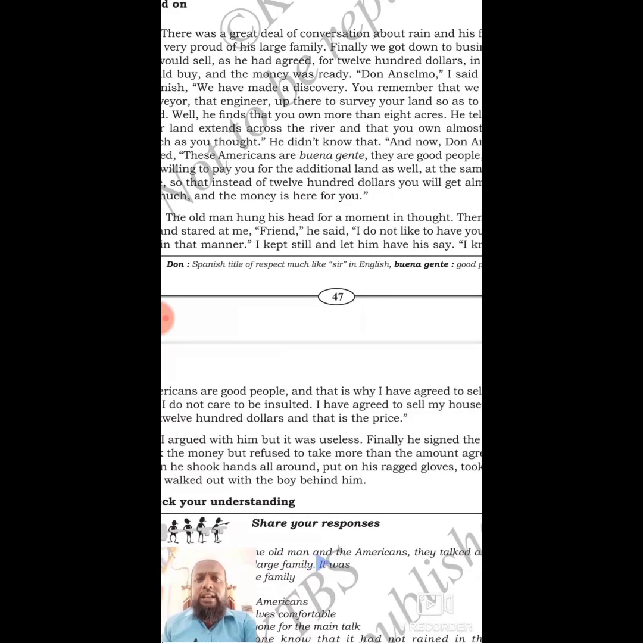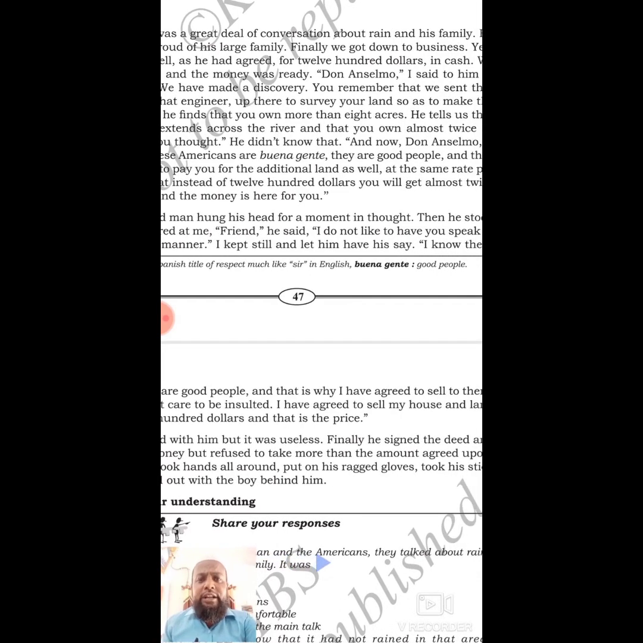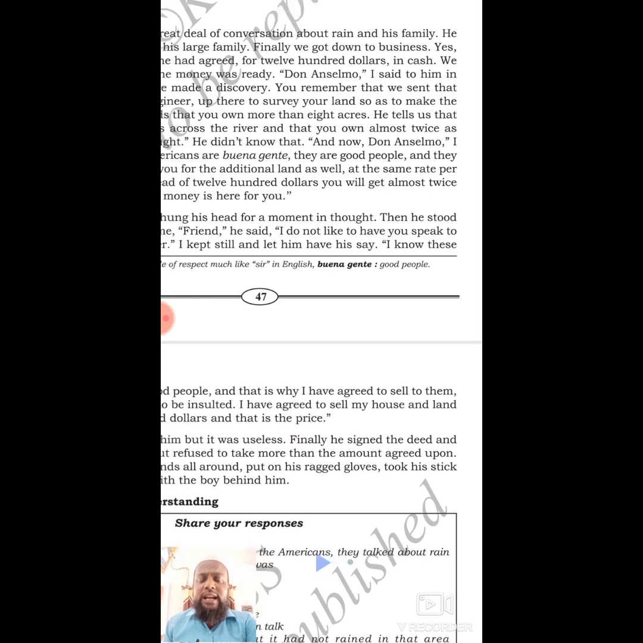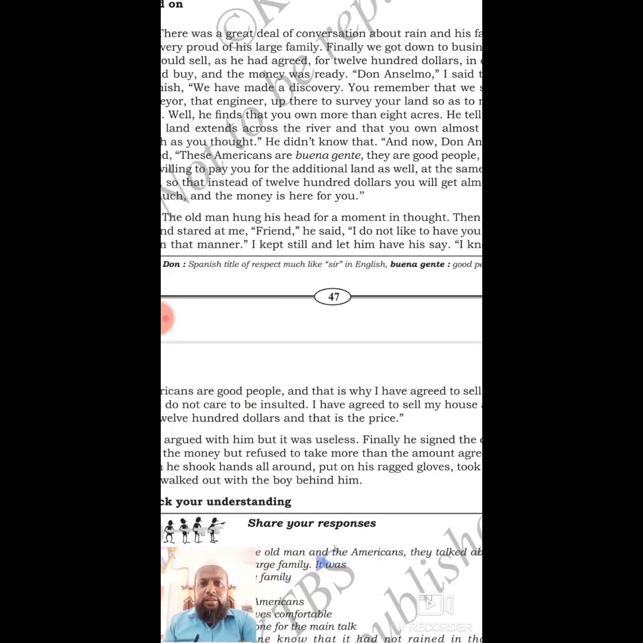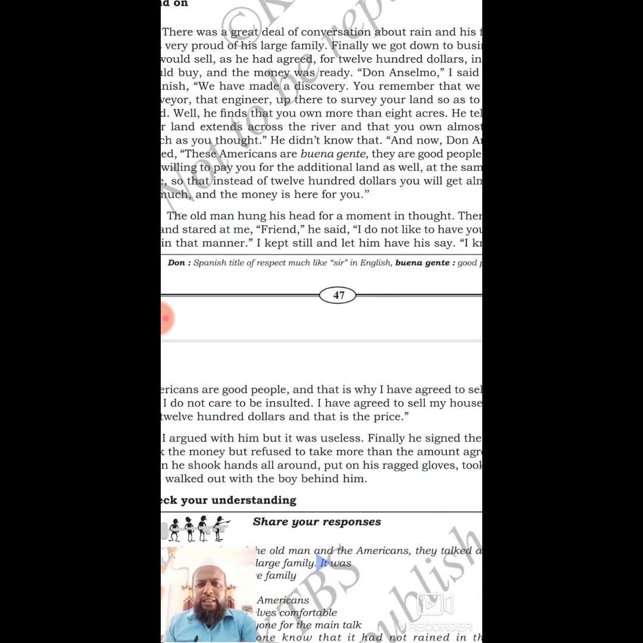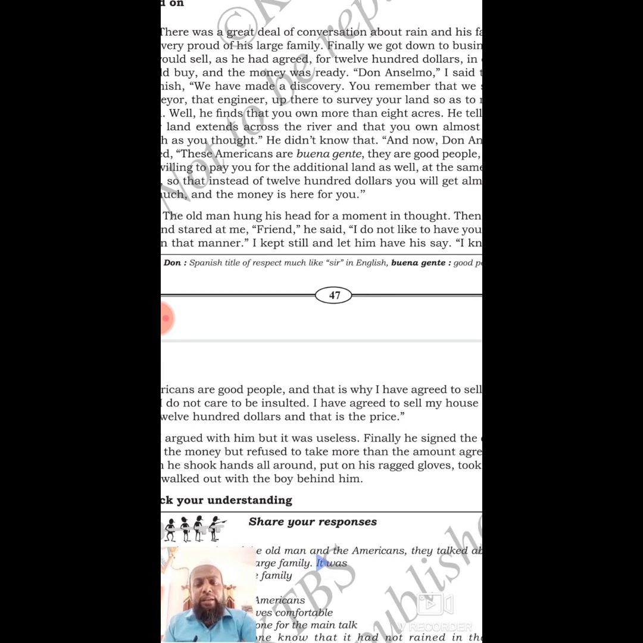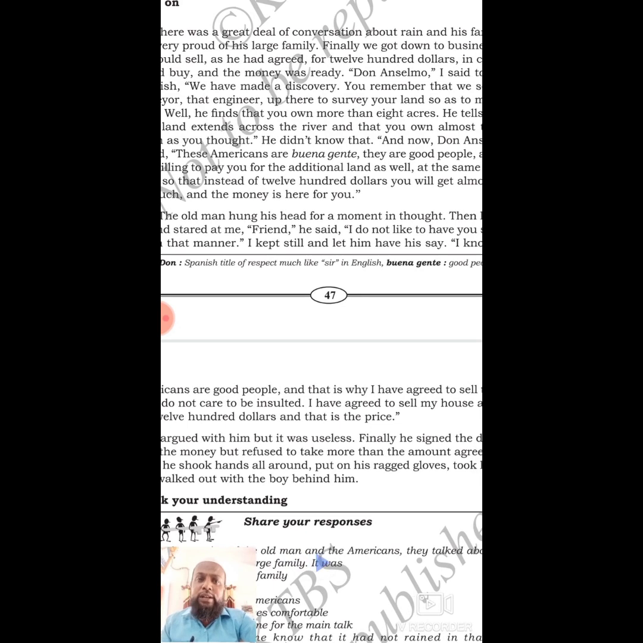He would sell as he had agreed, for $100 in cash. Who has agreed here? Don Anselmo has agreed to sell his land to the American, for how much? For 1,200 American dollars, 8 acres of land. Remember once again, this is the most important point: $1,200 for the 8 acres of land. The money was ready. These Americans were ready to pay for that.